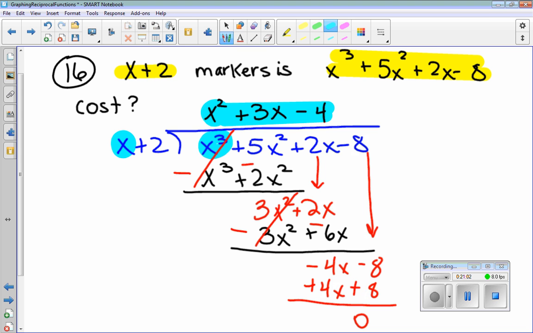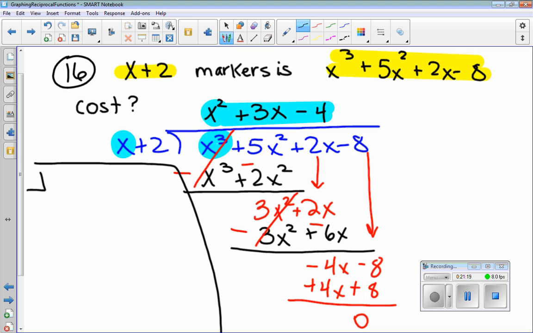Now this is a long way. Do you guys remember synthetic division? Isn't that a quick way to do it? Do you remember how to do it? Do you want me to show you that at all? If you don't want to, don't look. Okay? But synthetic division is the other way to do it.